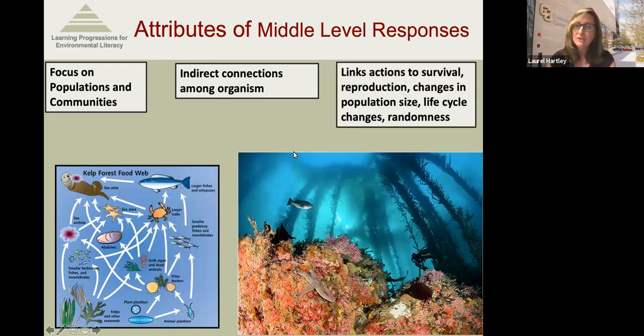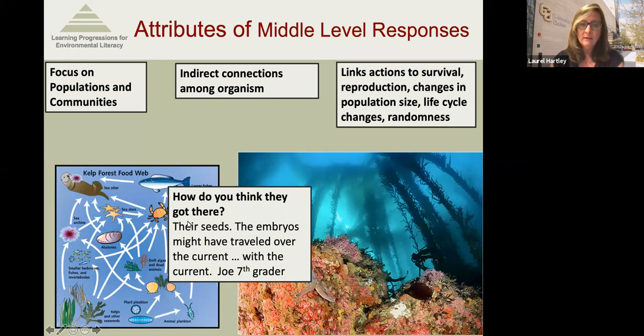They linked actions of populations and individuals to survival and reproduction. They saw changes in population size. They noticed changes over a life cycle. And they also started to think about randomness.